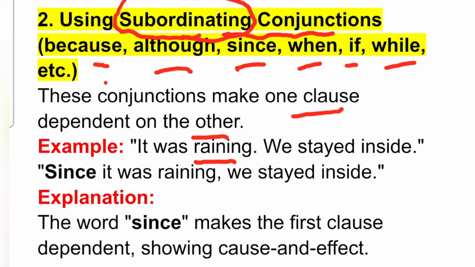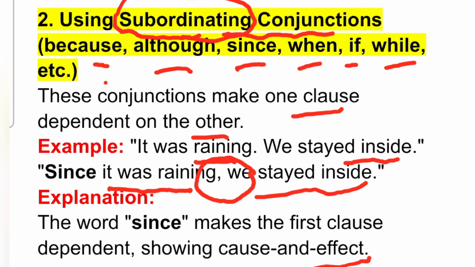Let's make it more clear with the example. It was raining. We stayed inside. Now here, how we can make it one sentence? Since it was raining, we stayed inside. So cause and effect. Since it was raining, we stayed inside. Here you can see the comma also. So now it has become one sentence.